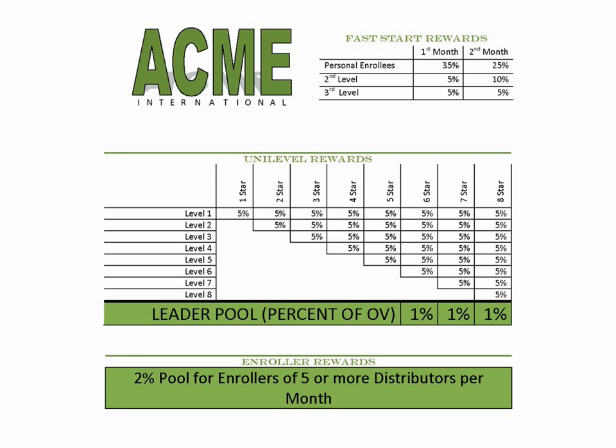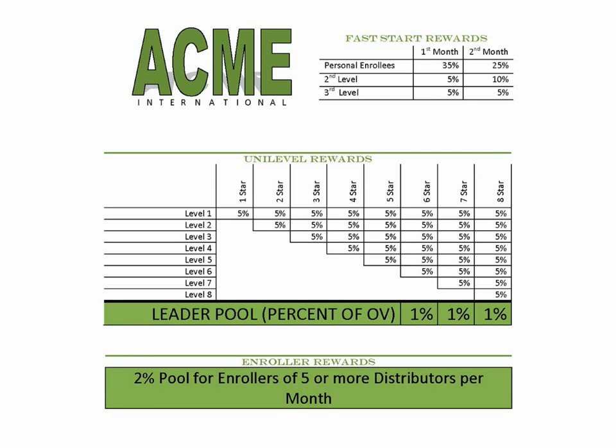So the first part is a fast start pool. And a fast start simply means that instead of getting paid on my group, which was always a little hard for people to understand, I get paid on people that I bring in the business, and I get paid, for example, 35% the first month they're in, then 25% the second month they're in, and then after that, I just get paid on my Unilevel 5%.